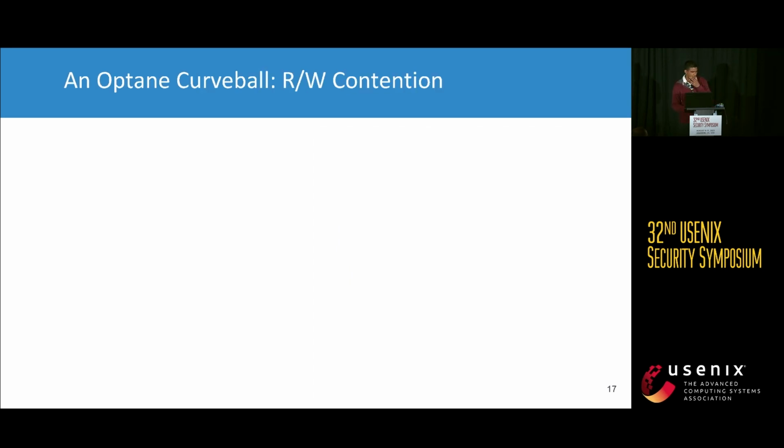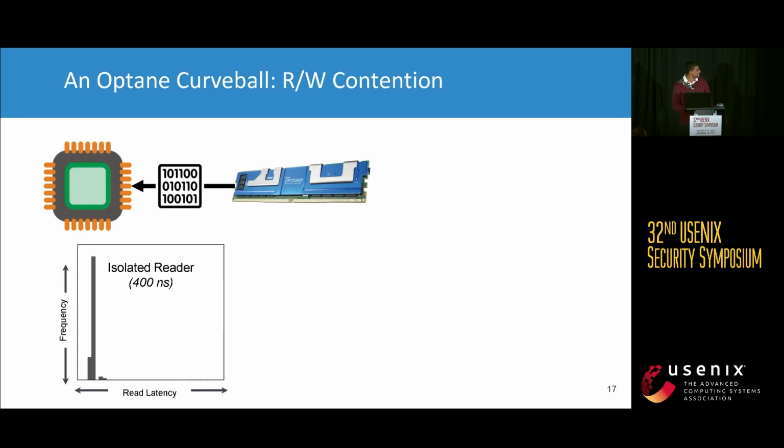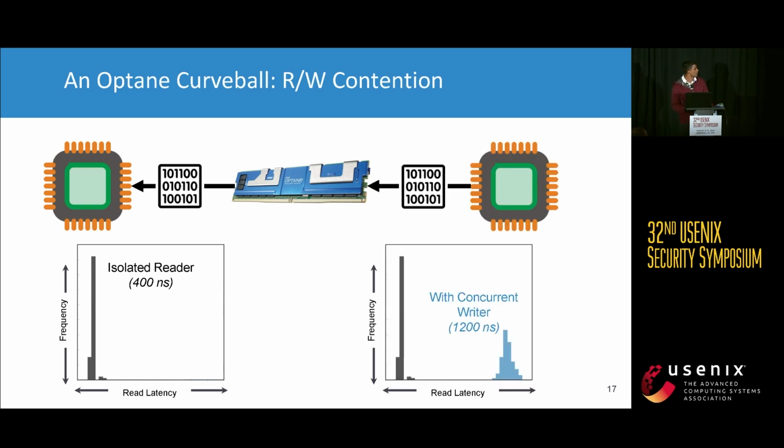Another interesting phenomenon we observed with Optane was the significant read-write contention when you had concurrent readers and writers. So if we have a lone reader core that's reading data from Optane, we can expect a latency of 400 nanoseconds. But when you have a concurrent writer that's writing to a different location on Optane, your read latency is significantly degraded. As you can see in these histograms, your read latency is almost 2.5 times worse.